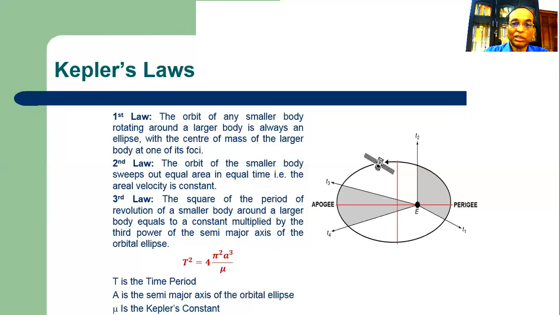Third law: the square of the period of revolution of a smaller body around a larger body equals a constant multiplied by the third power of the semi-major axis of the orbital ellipse. That is, T square is equal to 4 pi square a to the power 3 divided by mu. Mu is the Kepler constant, a is the semi-major axis of the orbital ellipse, and T is the time period.